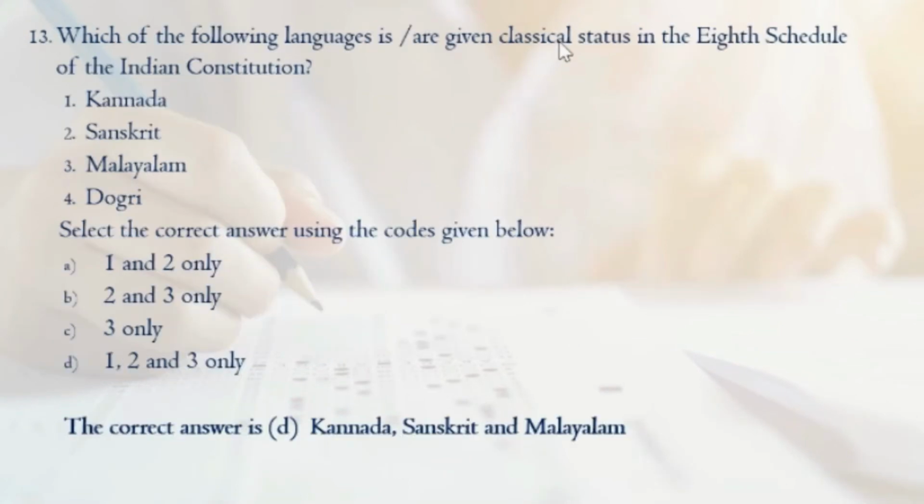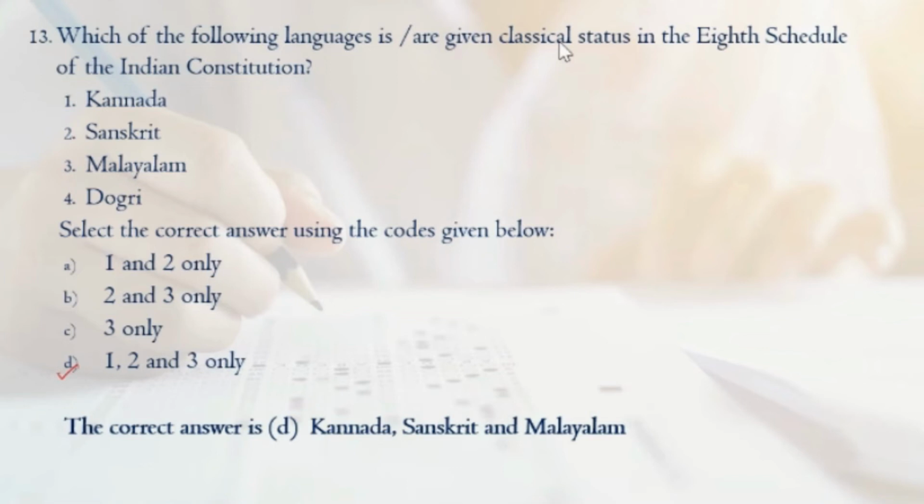Which of the following languages are given classical status in the 8th Schedule of the Indian Constitution? First, Kannada, second, Sanskrit, third, Malayalam, and fourth, Dogri. Select the correct answer using the codes given below. A. First and second only, B. Second and third only, C. Third only, and D. First, second, and third. And the correct answer is D. First, second, and third only, that is Kannada, Sanskrit, and Malayalam.